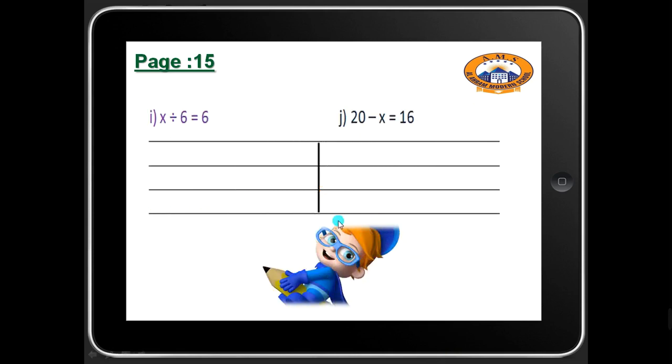Okay, another one. x divided by 6 equals 6. Here is divide. Move the divide to the other part of the equation into, yes, multiply. So x equals 6 times 6. x will give me 36. The last one, you can do it by yourself. This is so easy, by the way.